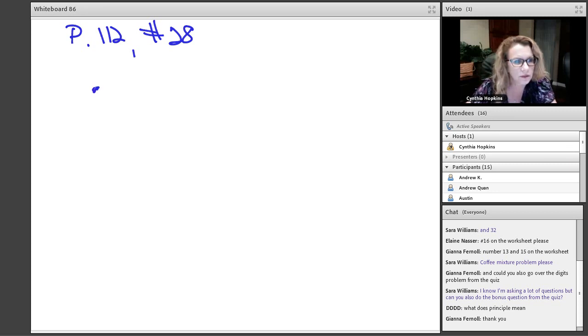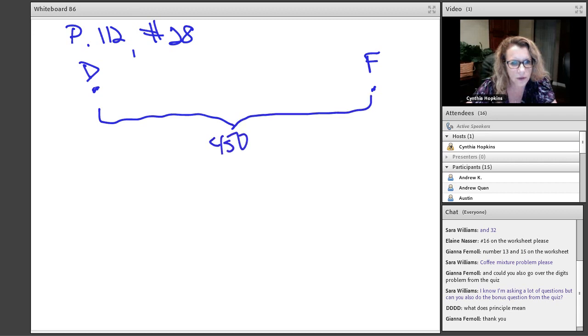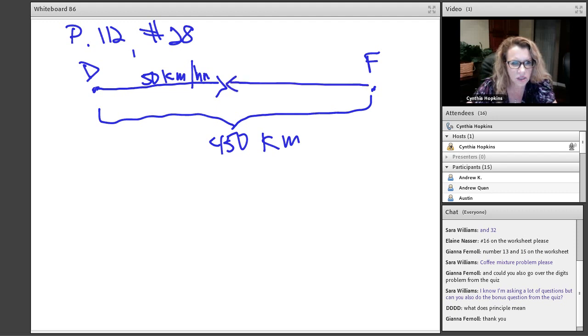Okay, so I'm going to put Dan right here, Fran over here. They live 450 kilometers apart. That's a distance, right? Then it says Dan is traveling at an average rate of 50 kilometers per hour. So here's Dan going towards Fran, he drives 50 kilometers per hour. And then Fran is driving towards Dan, and she's traveling at 55 kilometers per hour.